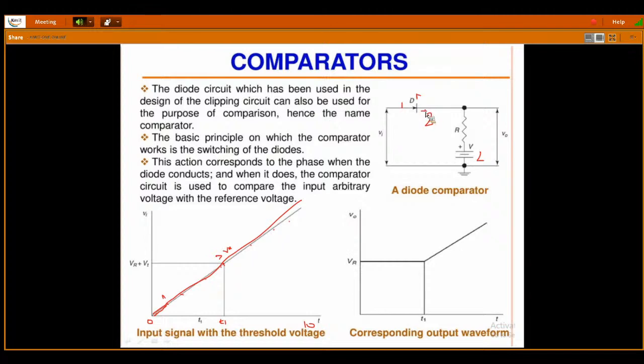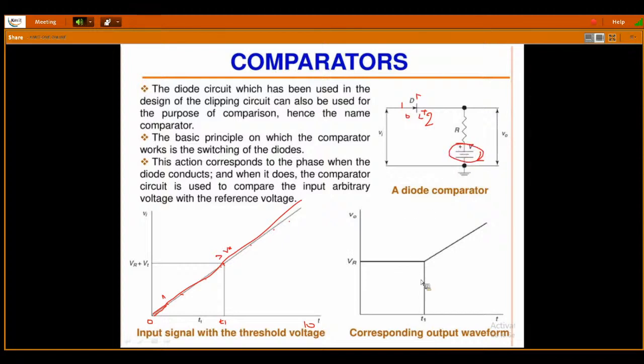Because the positive is connected to the N side, that's why the diode is in reverse bias. Diode in reverse bias means it is going to be an open circuit. Open circuit means the input signal is not passing through the diode. The diode is rejecting the input signal. Now what is the output? The available output here is only the reference voltage.